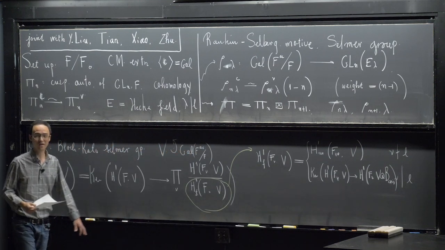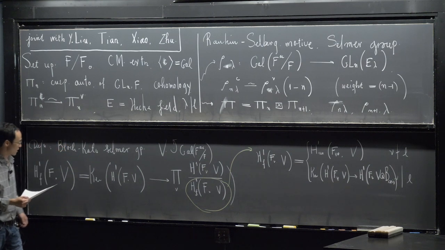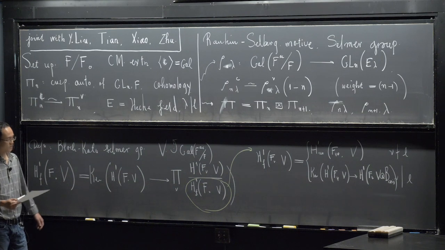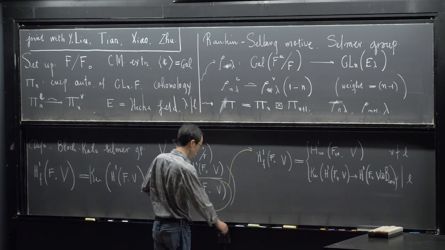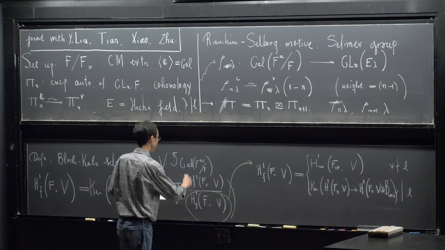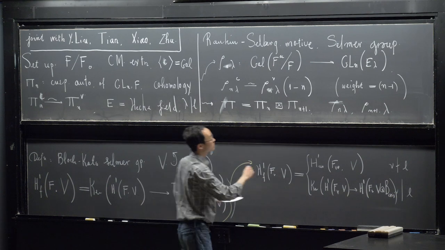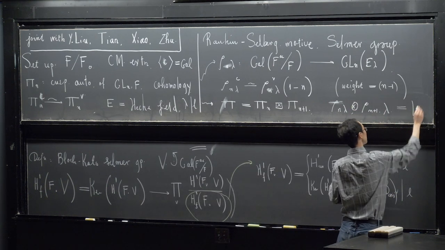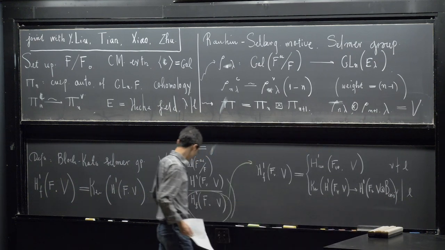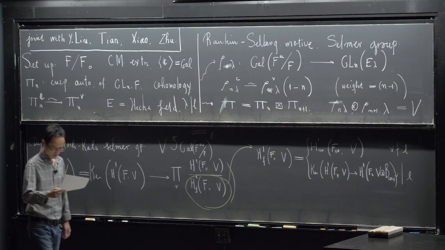Okay, so that's the definition of the Bloch-Kato Selmer group. It's a finite dimensional vector space over the coefficient field of the representation. So we apply this definition to the case where V will be the tensor product here. So that's the Selmer group.